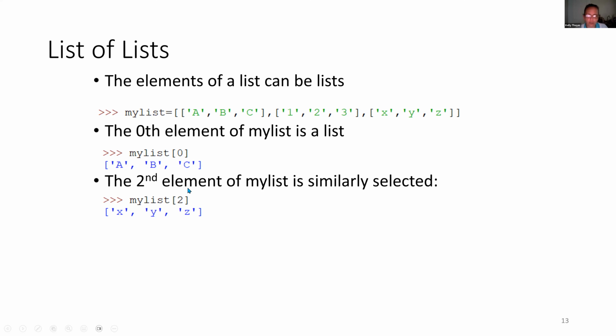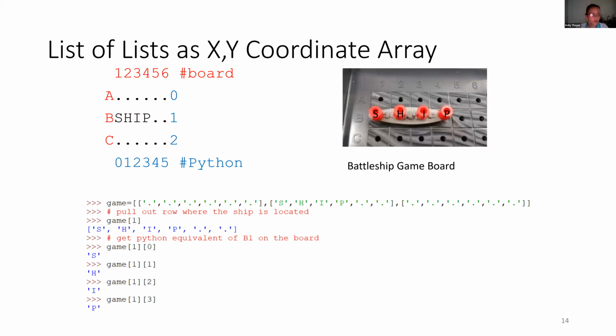Now, don't forget that we started at 0, so 0, 1, 2. If we take the second element of my list, it could be selected with my list of 2, and we get X, Y, and Z, that list. The reason why this is so helpful is because you can use lists of lists as XY coordinate arrays. This is really helpful for any kind of game board where you're going to have an X and a Y coordinate to it, anything that's two-dimensional.